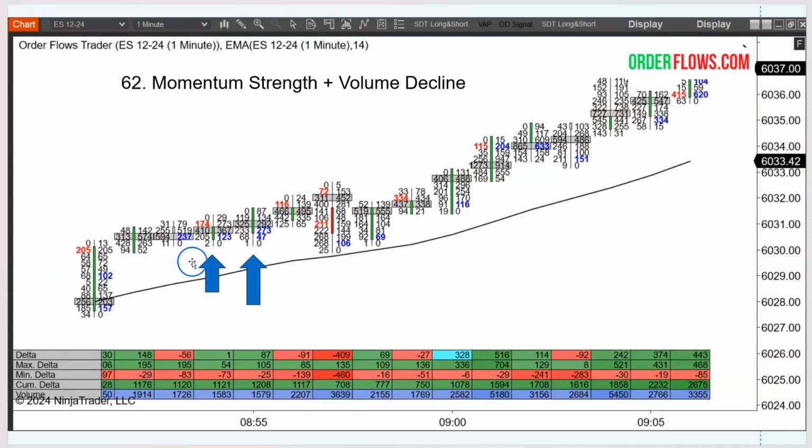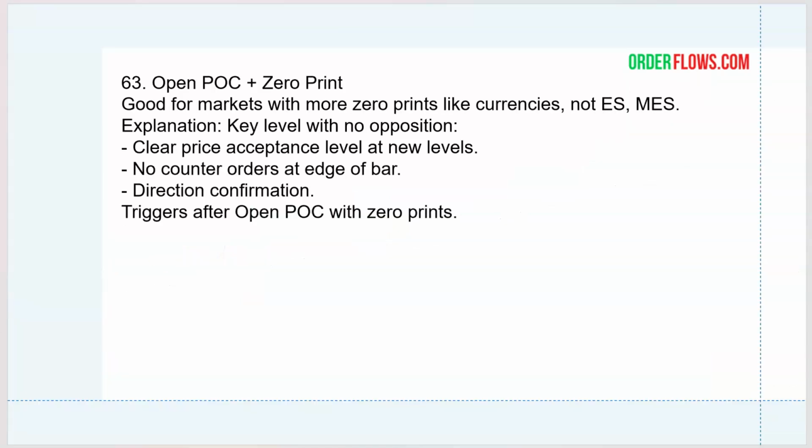Okay, here's the bullish version. So again, where are we trading? Where's the momentum? Momentum is bullish to the upside. You see the 233, 68, 1. 410, 205, 2.